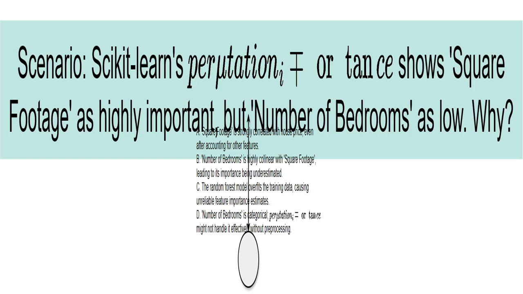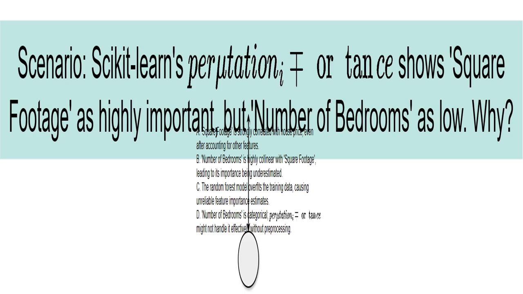I use the permutation_importance function from the popular scikit-learn library in Python to evaluate the importance of different factors in a random forest model trained to predict house prices. The function essentially shuffles values of each feature and measures the resulting decrease in model accuracy.